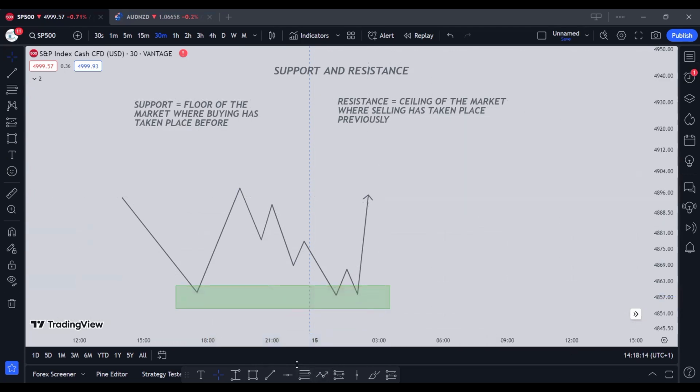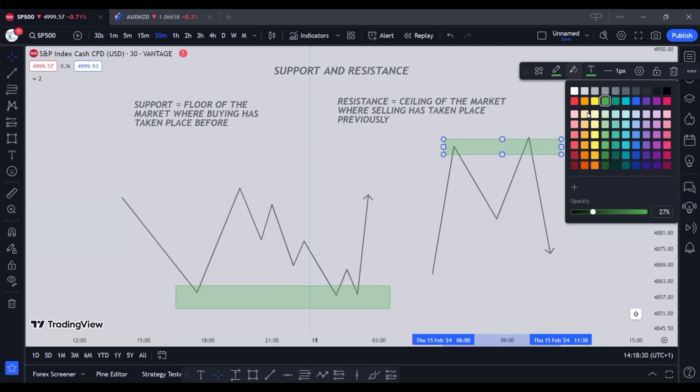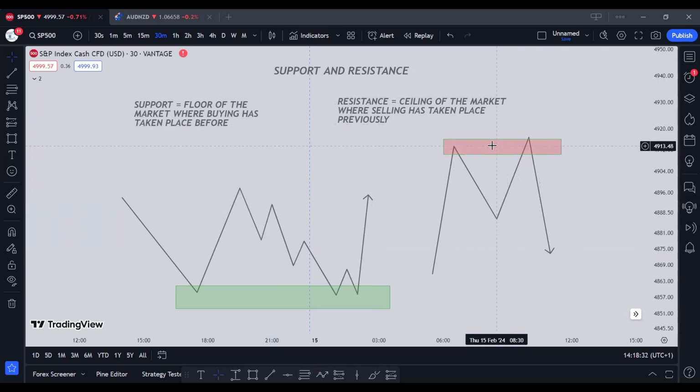Right? And the opposite, let's say the market has been selling from this area. If the market goes back to that level, we could see sellers come into that market again. And you can term that level resistance. Just the opposite. You understand? The same thing over and over again.